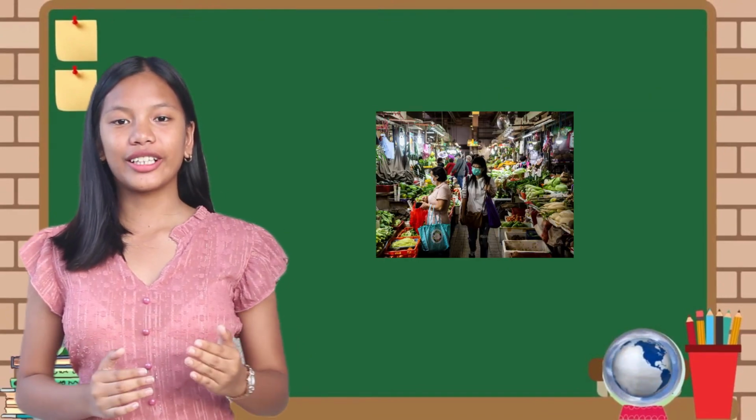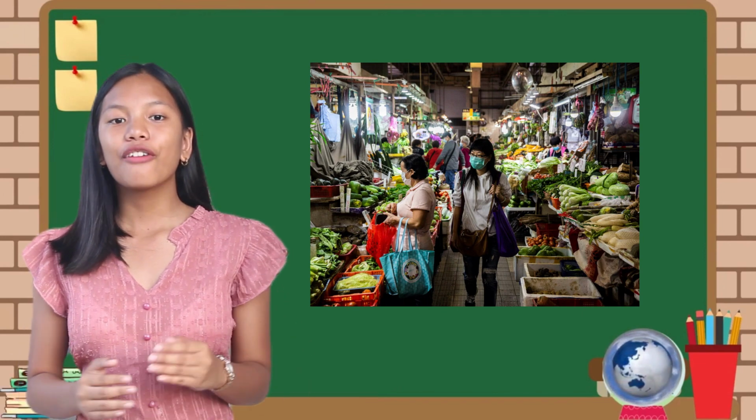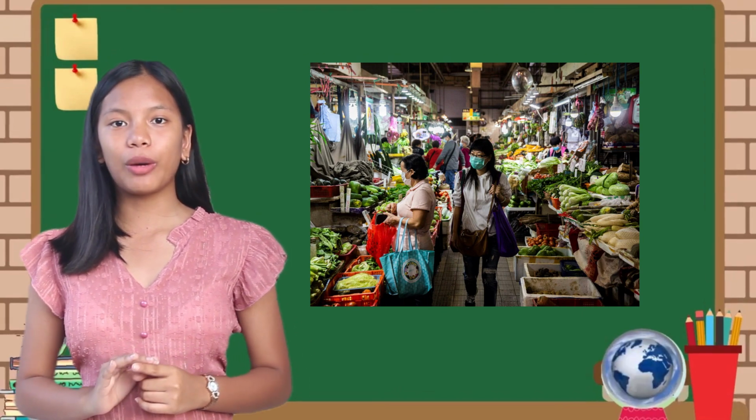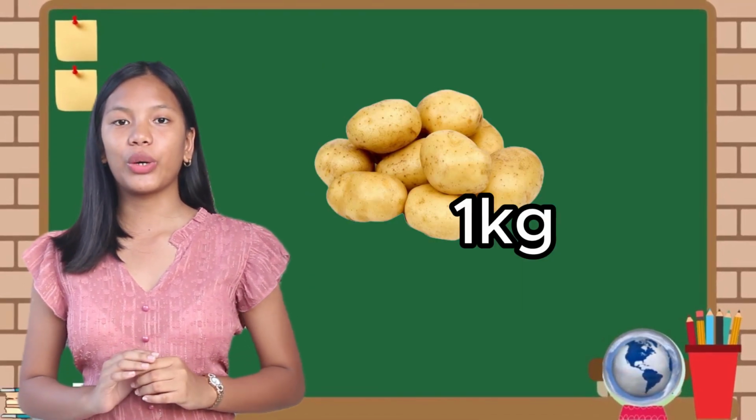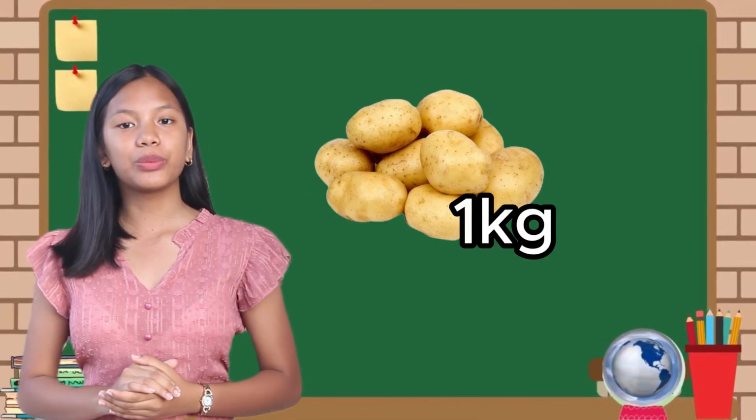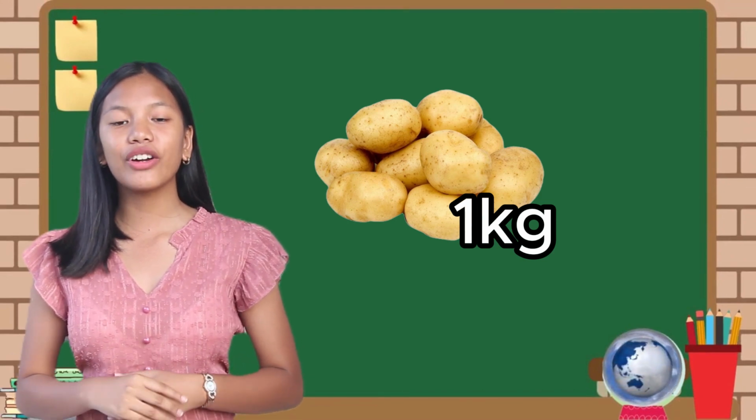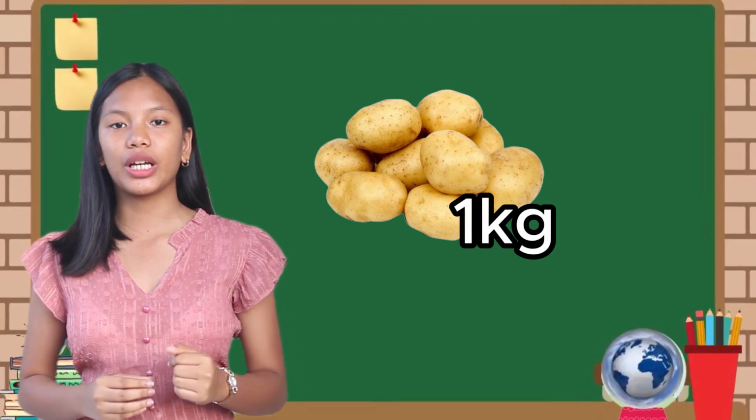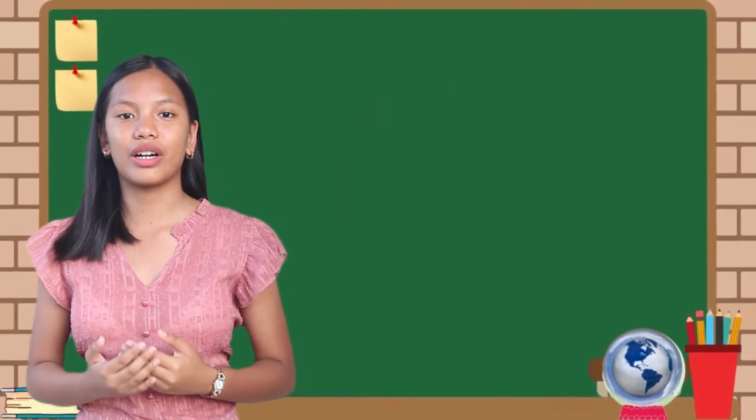Imagine you're at the market in your town and you have a certain budget to buy fruits and vegetables. For example, you were tasked to buy 1 kilogram of potatoes. Now, let's think of this scenario as a function. Our input could be the amount of money we have, and the output would be the quantity and variety of fruits and vegetables we can purchase. In mathematical terms, we can express this relationship as a function.